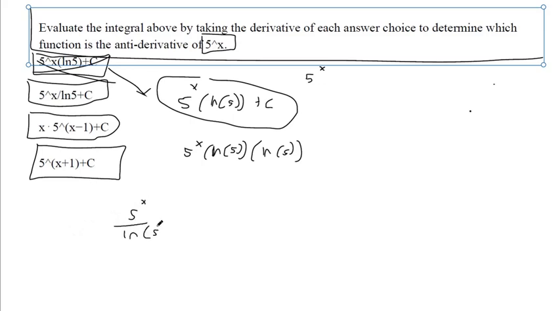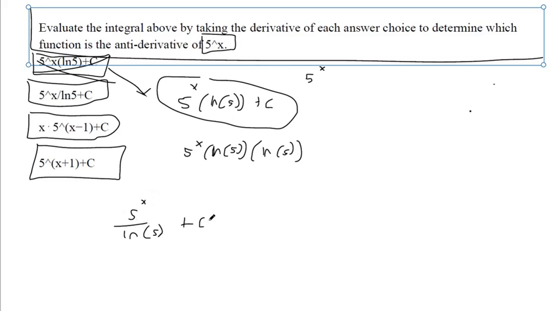The next one on that list is 5 to the x over natural log 5, and this sounds promising because that will make that natural log 5 that comes out of there cancel out. Remember, this is dividing by natural log 5, so it's the same thing as multiplying by 1 over natural log 5. So when we take a derivative, we just need to worry about the terms that have x involved. The constants just stay multiplying at the end.